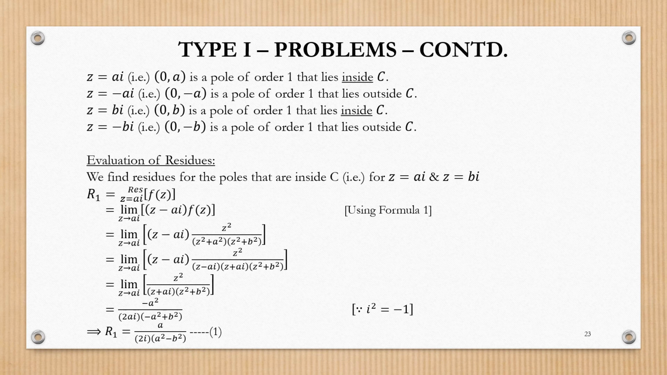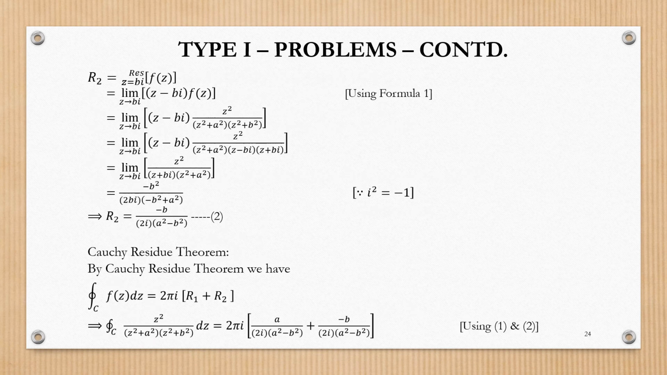So for these two poles, we find the residues, and that is what has been shown in slide number 23. Observe that f of z is replaced with z square divided by z square plus a square into z square plus b square. Z square plus a square is factorized as z minus ai into z plus ai, and z square plus b square is kept as it is. Z minus ai gets cancelled, and then we substitute z equal to ai to get the required result shown in equation number 1.